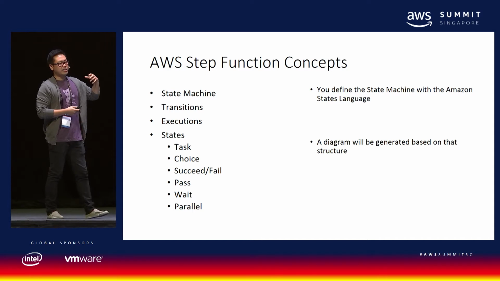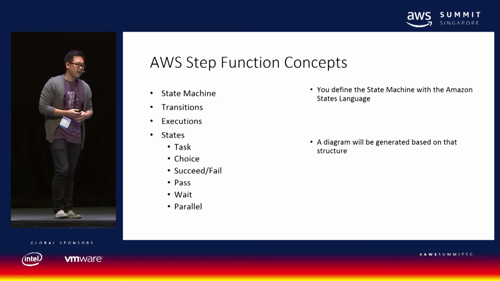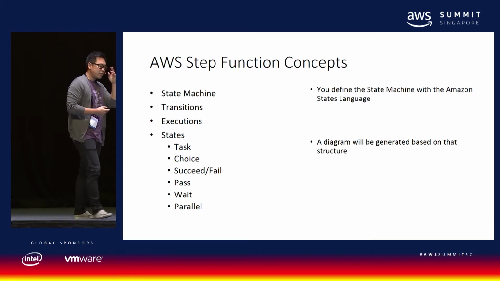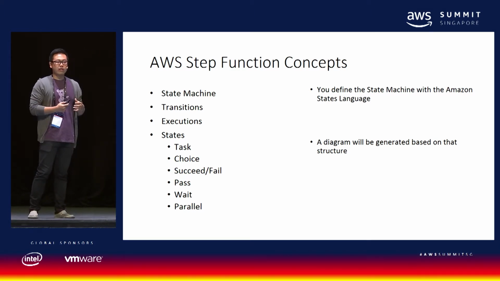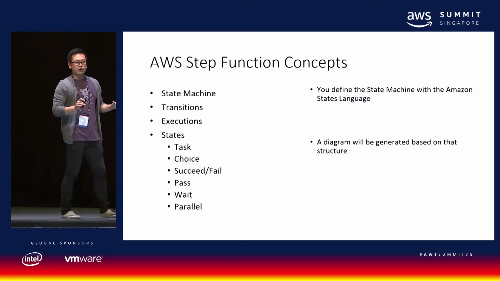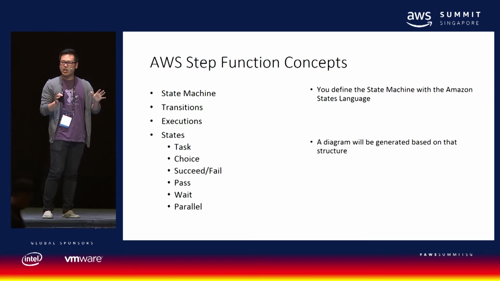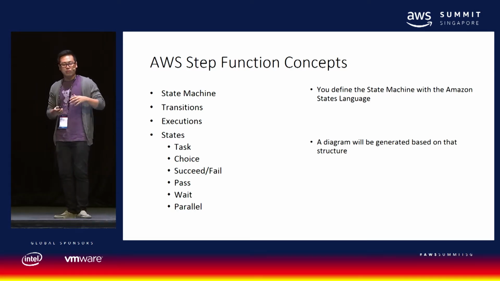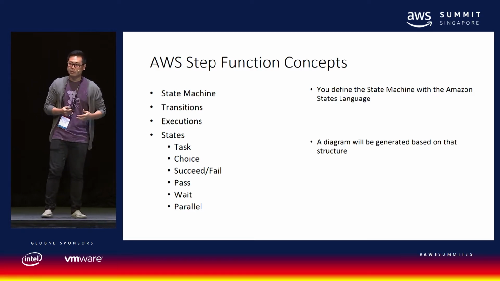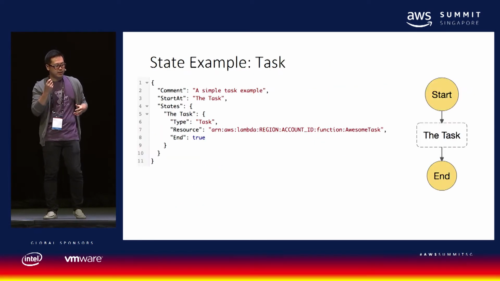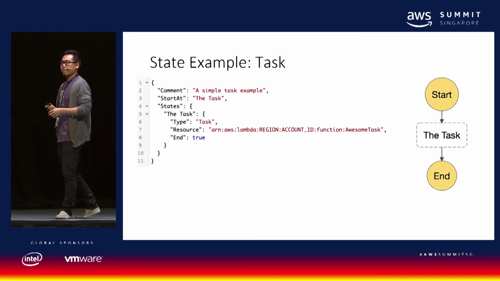Now, every time a step function runs, that's an execution. And every time it moves between states is a transition. You define the state machine with the Amazon States Language. Now, don't freak out. It's not too crazy. It's really JSON-ish, JSON-esque, I guess you could describe it as. And then you can also push that to the UI, and a nice diagram will be based on that structure. Okay, so let's go ahead and walk through these states, because these are the important things, right?